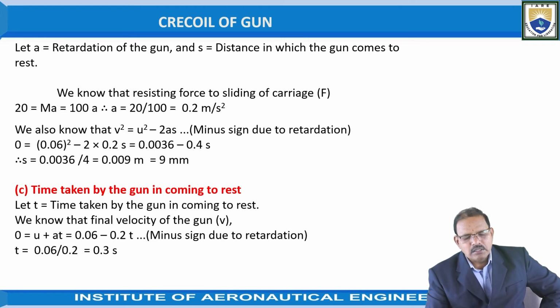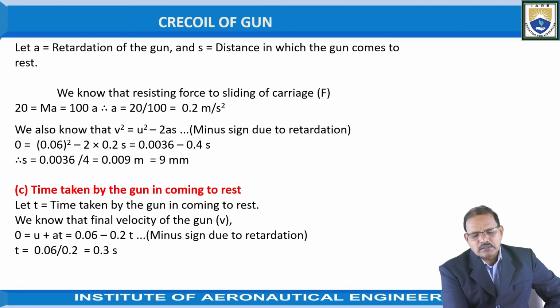In order to know the distance it has traveled before coming to rest, we can use the equation V square minus U square is equal to 2AS, where V represents the final velocity of the gun, which is equal to 0 because it is coming to rest, and U represents the initial velocity of the gun, given as 0.06. And A represents the acceleration with which it is moving; since the final velocity becomes 0, this acceleration is treated as retardation. S is equal to the distance traveled by the gun before coming to rest.